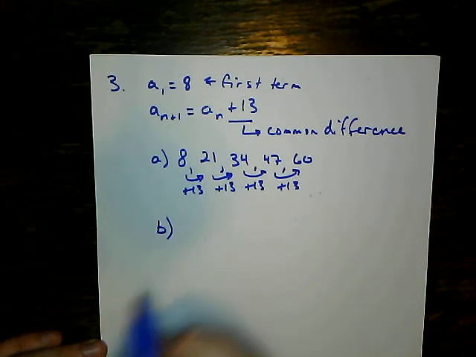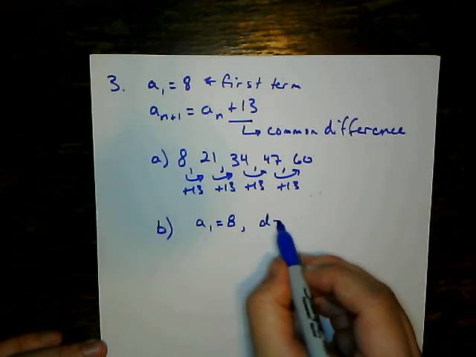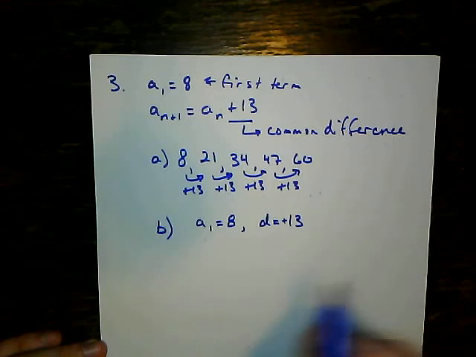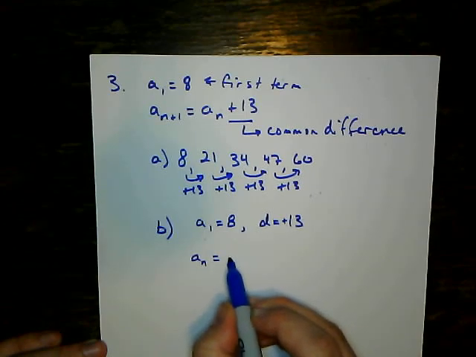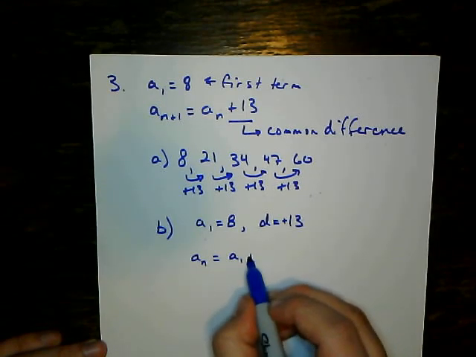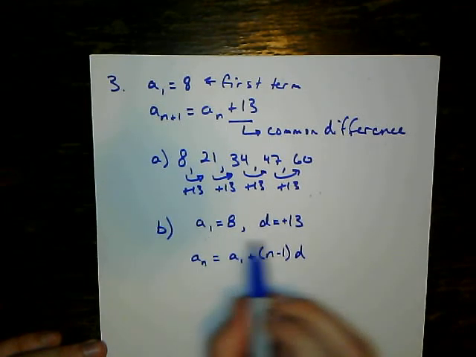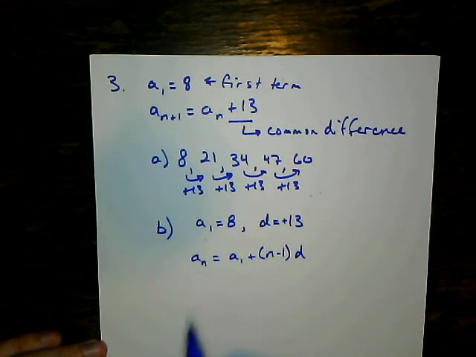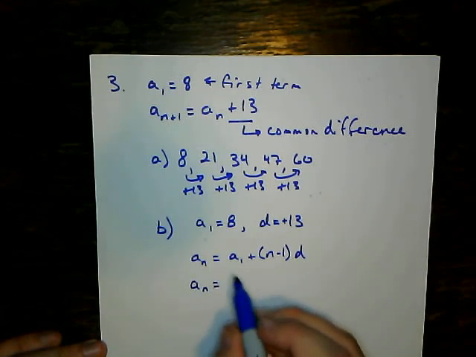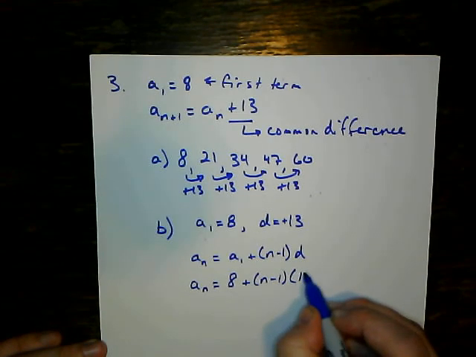Drop down to B. Let's write an explicit formula for the sequence. So we know that A1 equals 8, and we know that d equals 13. We're adding 13 each time. Now if we pull up our explicit formula, A_n equals A1 plus (n minus 1) times d. We've got A1, we've got d. n is whatever term number we want to find, and then there is the term value. We have A_n equals 8 plus (n minus 1) times 13.